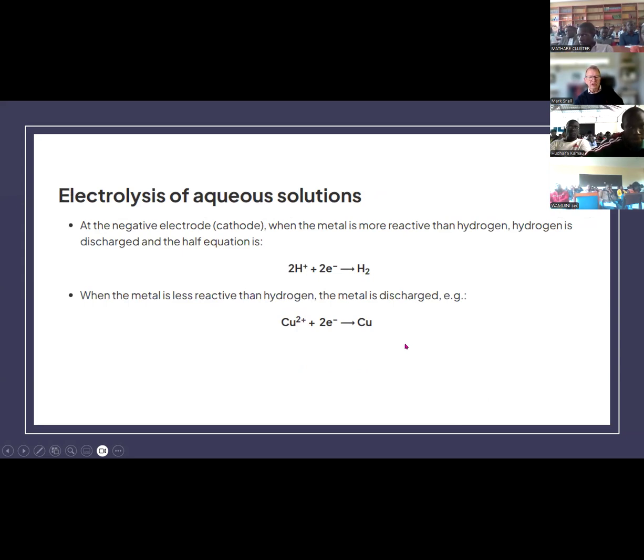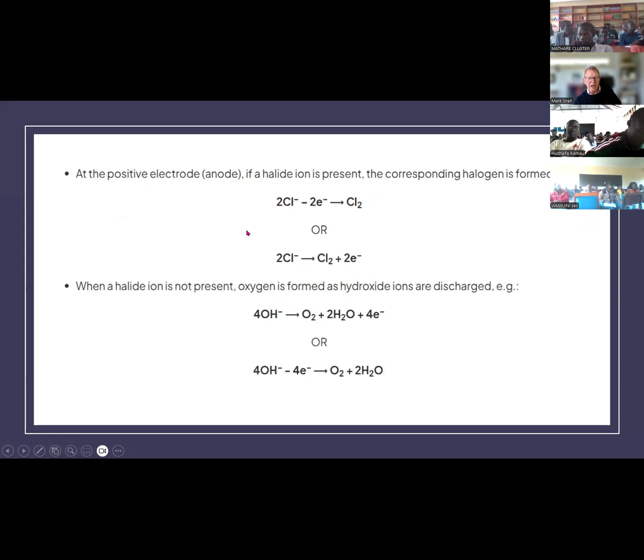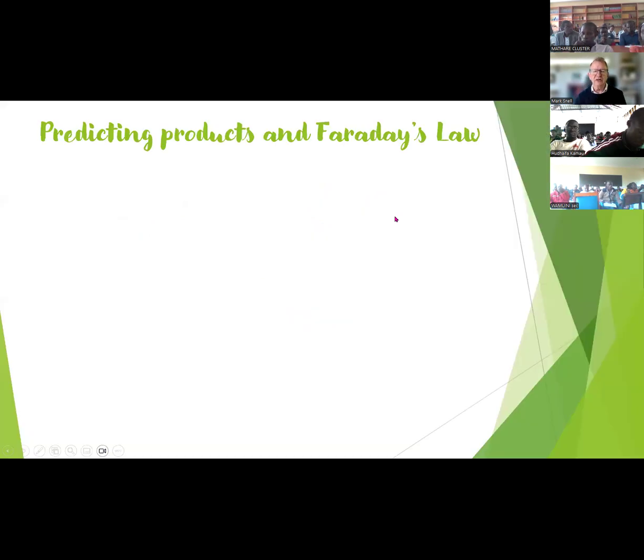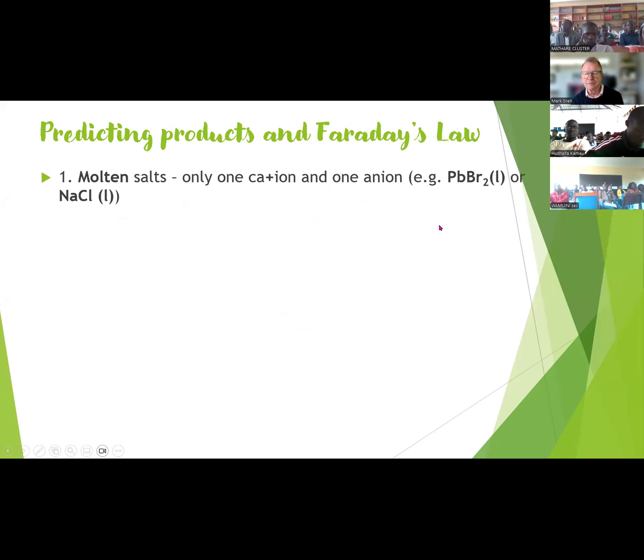Then aqueous solutions. Here's hydrogen and copper. And here's chloride and the hydroxide. Now, we're not going to look at those because what we need to do is to be able to predict what is being formed. Now, it is easy because if it is a molten salt, there is only one cation and one anion. Sodium chloride, lead bromide, aluminium oxide. There are only two. That is all that can form.